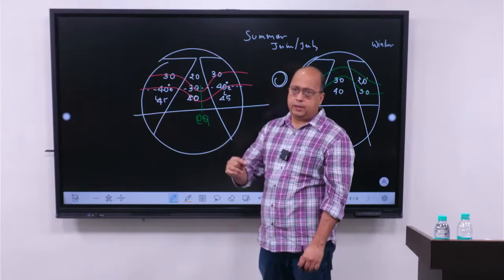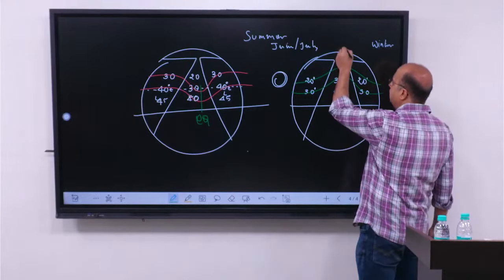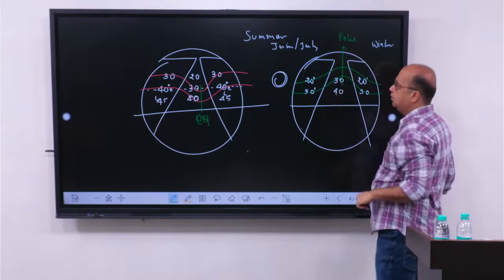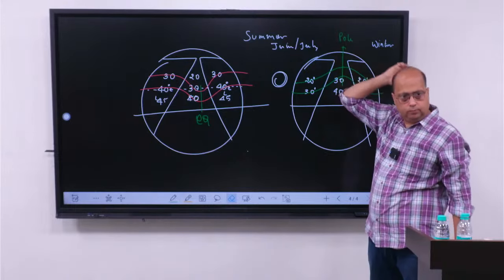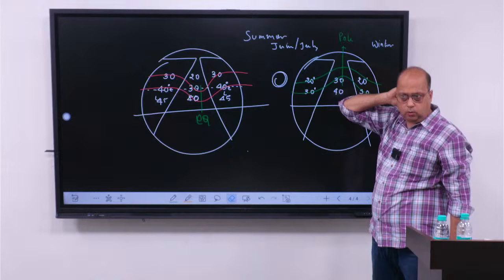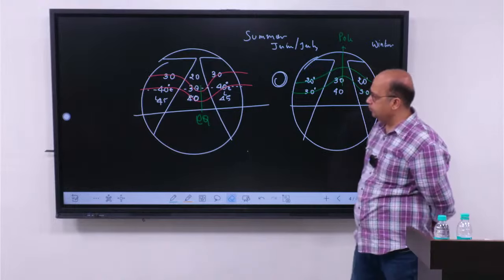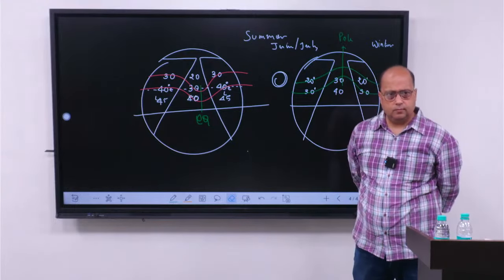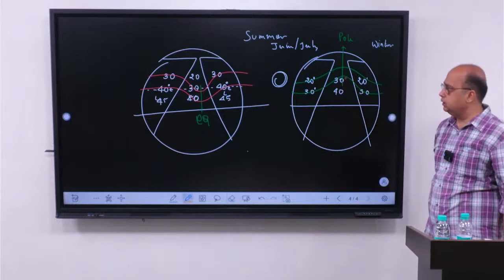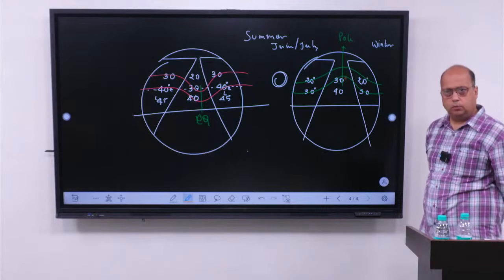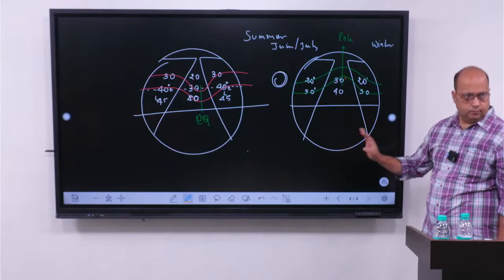Right, next point. While in winters in the northern hemisphere, it bends towards the poles on oceanic surface. See, it is bending towards the poles on oceanic surface. Okay? If you like, you can draw.